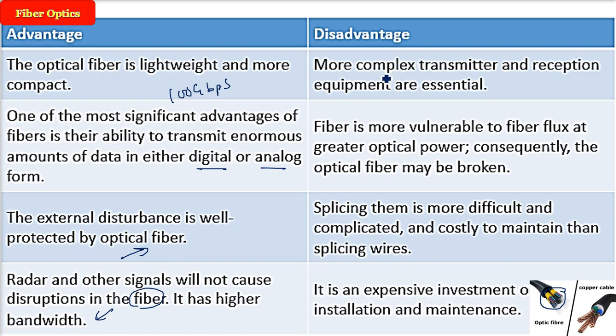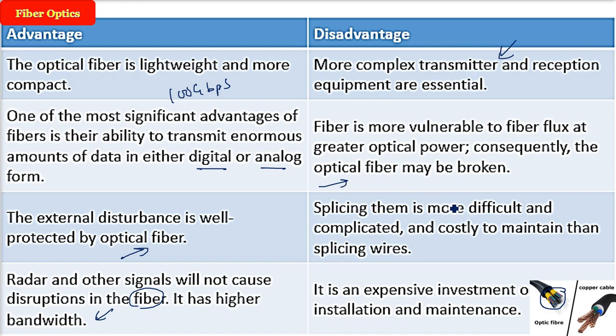But the disadvantage is the technology. It is very complex transmission and reception. The equipment is very expensive, laying is expensive, and you need skilled people to handle it. Fiber is quite vulnerable to fiber flux as the optical power is higher. Therefore, the optical fiber may also be broken. So fiber flux is a criterion.